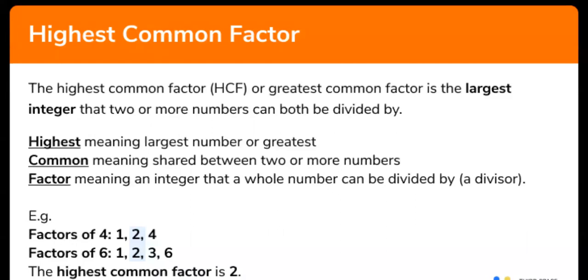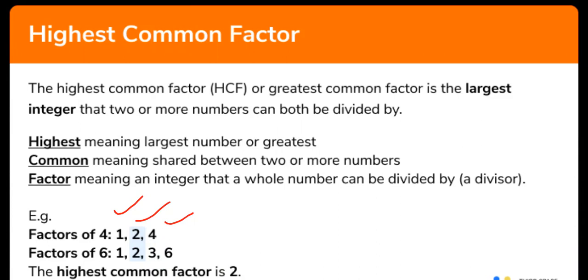So let's take, for example, let's look for the highest common factor of 4 and 6. To find the highest common factor of these numbers, firstly, you'll have to list all the factors of 4. The factors of 4 are 1, 2, and 4. And the factors of 6 are 1, 2, 3, and 6.